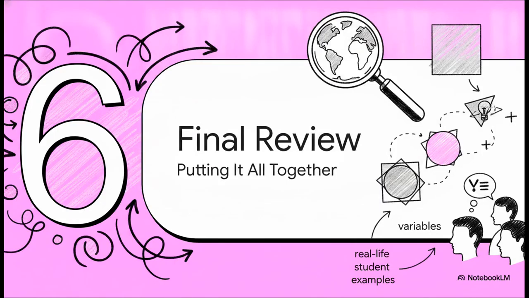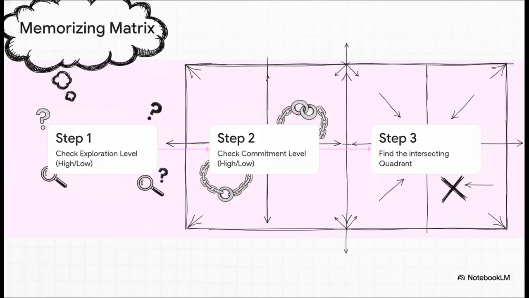Almost at the finish line. Section 6, Final Study Session Review. To absolutely nail this on your test, just follow these 3 simple steps whenever you get a scenario question. Step 1, check the exploration level. Are they actively seeking out options? Step 2, check the commitment level. Have they made a firm, solid choice? And step 3, just pinpoint where those 2 answers intersect on the quadrant. Boom, you've got your answer.